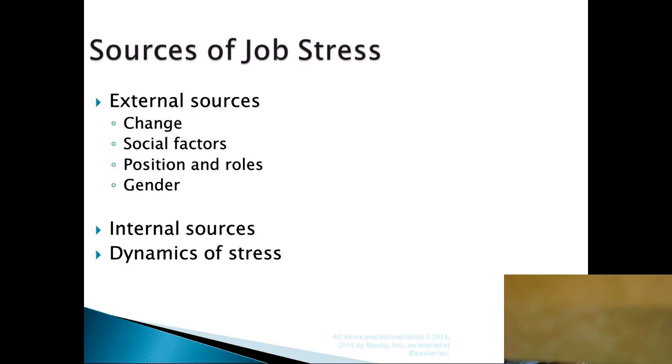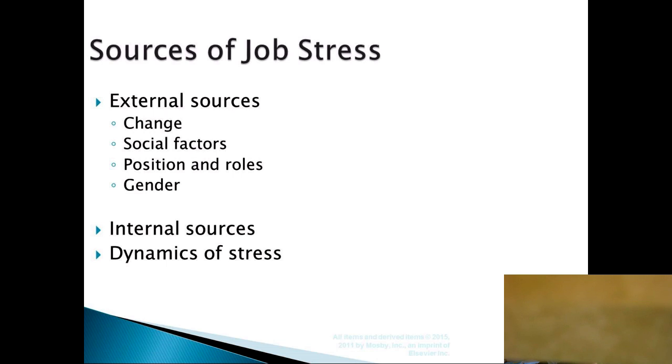Another social source of stress is shortage of staff. Inpatient units may have minimally safe levels of professional caregivers, and this can lead to stress. So that's just some ideas of social stress.